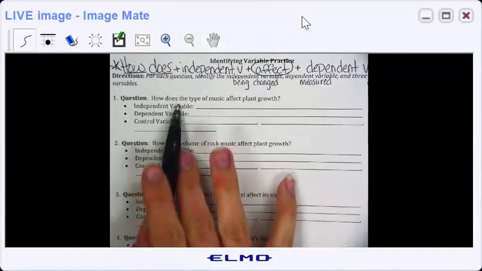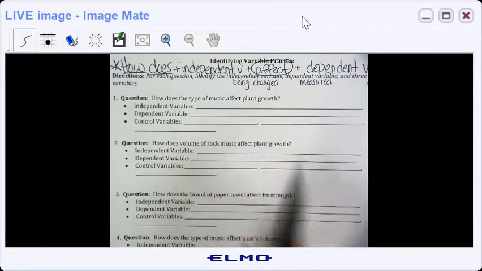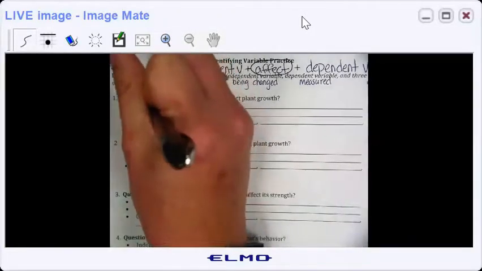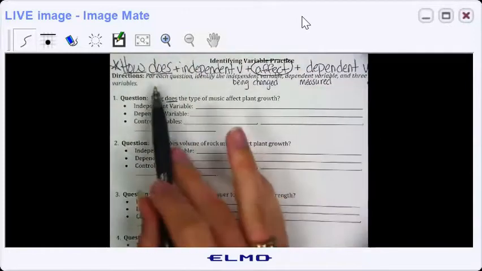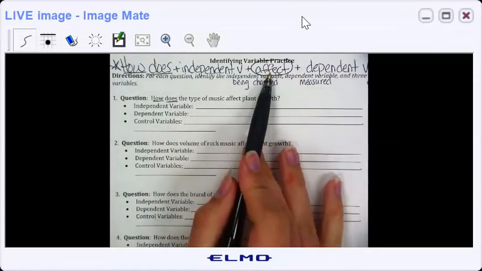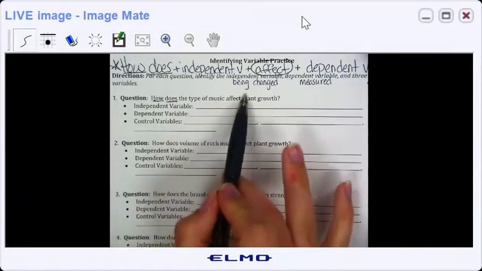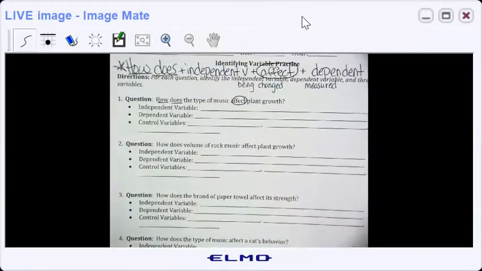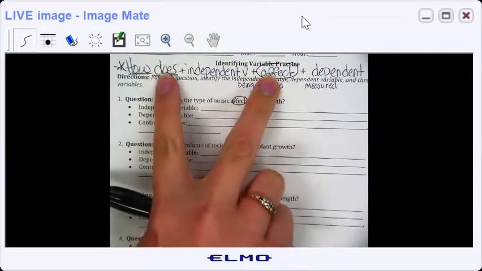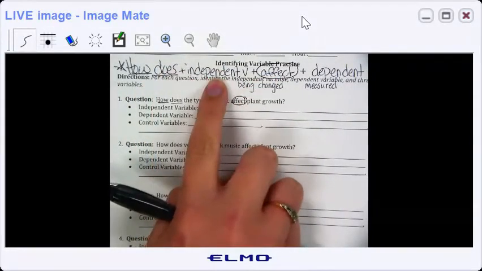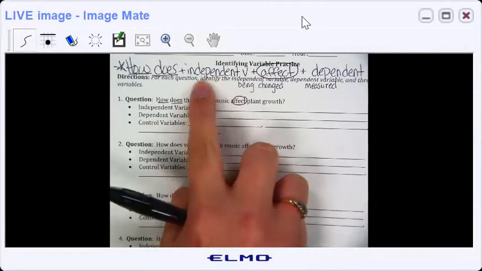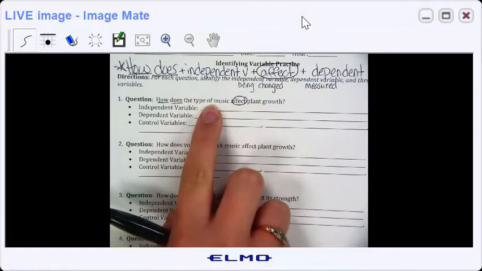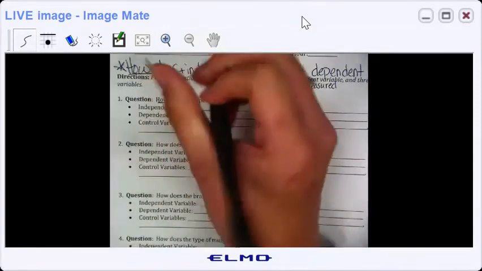Our question: how does the type of music affect plant growth? So we are going to underline our how does. And then remember, I just look for the next word, the connecting word, effect. So how does the type of music, and here, effect. So I'm going to circle it. And what did we say comes in between how does and effect? Which variable is that? Independent variable. So in between how does and effect is the type of music.